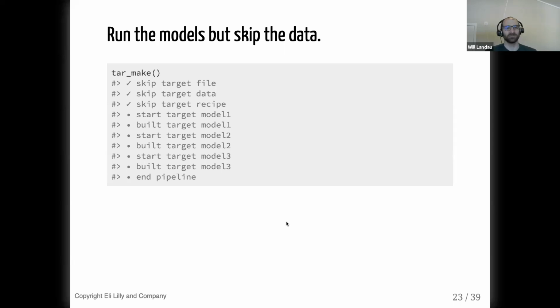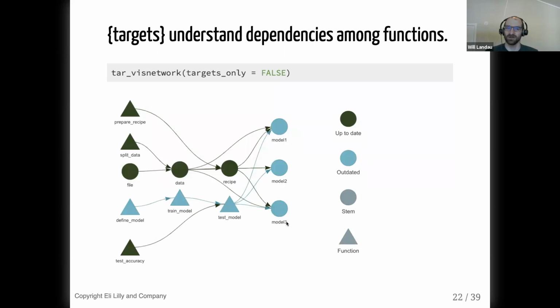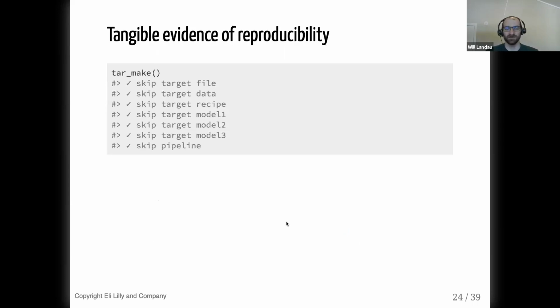Now, there are ways to fool targets. There are certain ways that you can hide changes from it, which is why it's really good practice to always check the graph before you run the pipeline. But in the majority of cases, for the majority of changes that you make in R, it does catch them, and it provides extra evidence that your output is synchronized with your input. And this is tangible evidence of reproducibility. And this is super important for large computation.